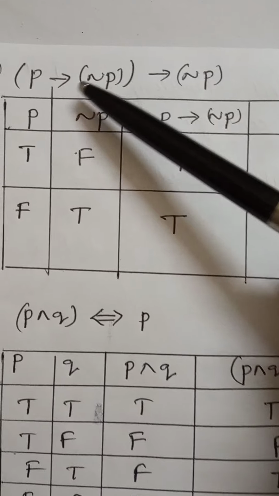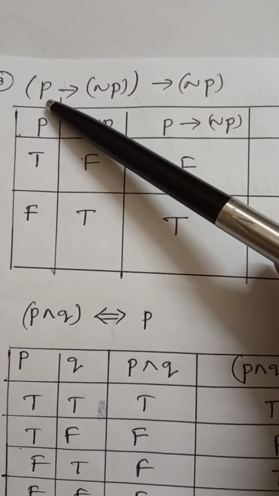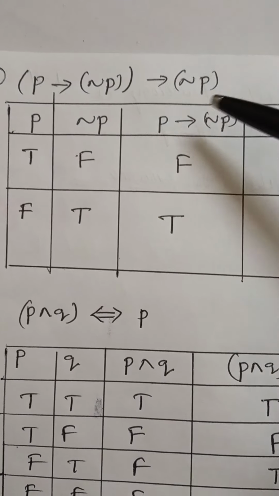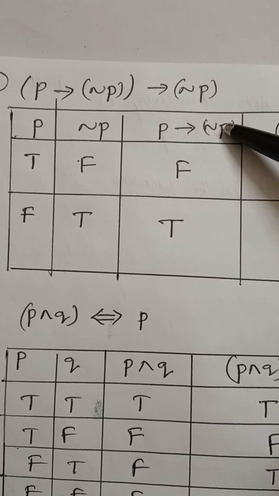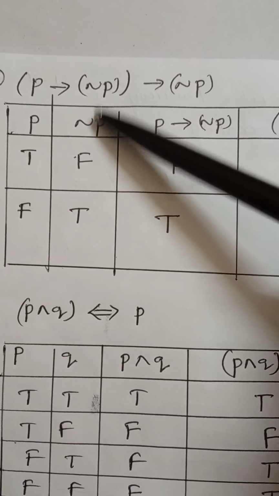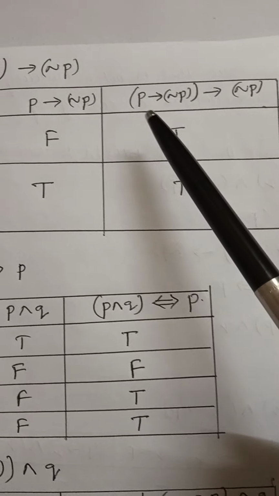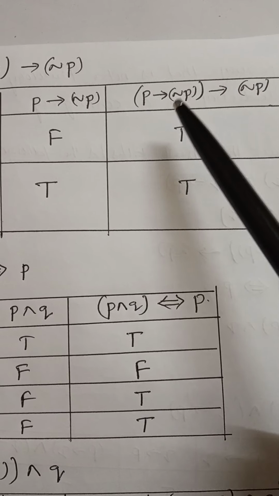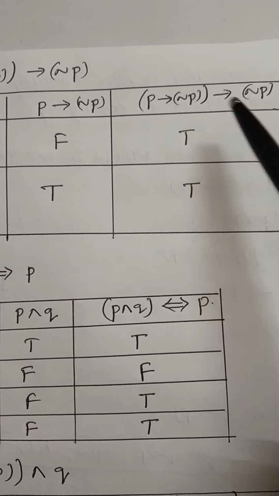Now see, we break it down. P implies ¬P. This is another compound statement, and then this entire thing implies ¬P. That's what we are writing: P → (¬P → ¬P), right?